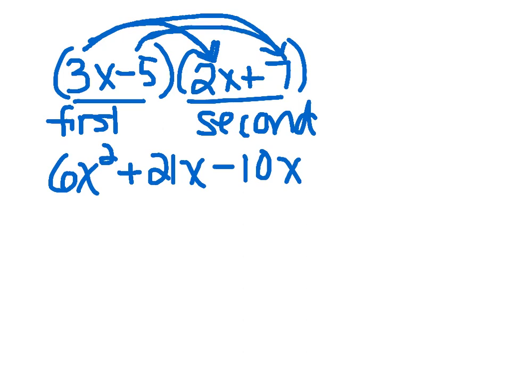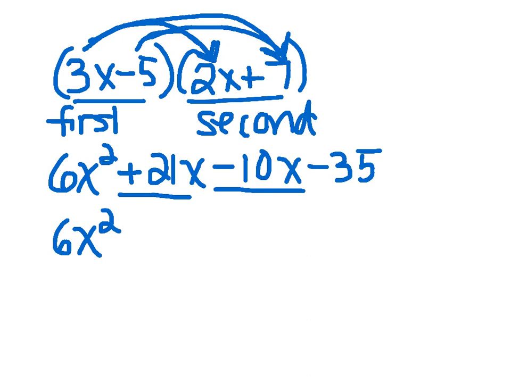And negative 5 times 7 gives me negative 35. Step 1 is complete. Now we have to look and see if we have like terms, which we do. Positive 21x minus 10x. So when I combine these, I get 6x squared plus 11x minus 35.